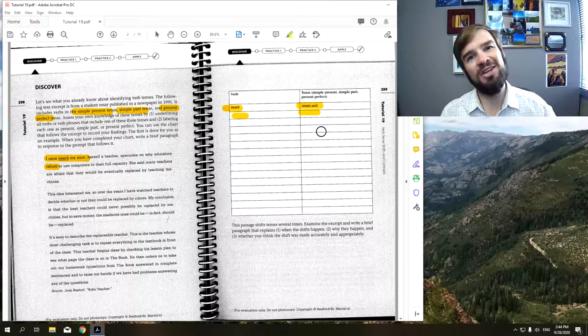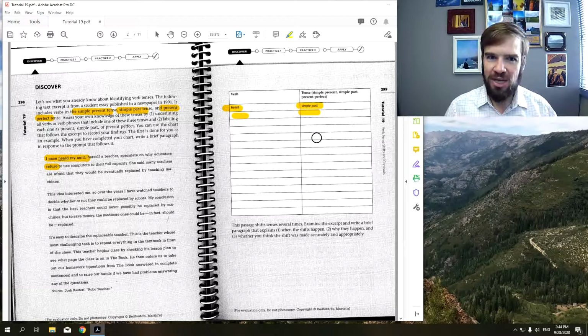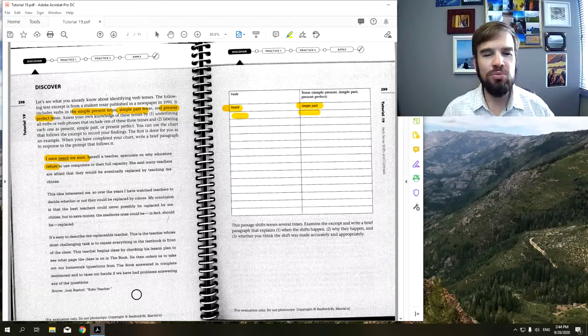So again, pause the video. Thanks for your patience while I was fighting the computer. Pause the video here. Try to go through this whole excerpt, this whole reading, and see if you can identify the verbs and the verb tenses.